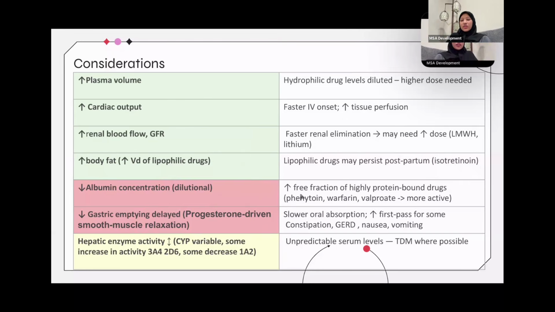Now, if albumin is less, you have more free drugs because they're not bound to albumin, so they are more active. Especially if they cross the placenta, you have to be careful. Slower gastric emptying means slower absorption, though for some it is faster, for some slower. There can be constipation. All these symptoms of pregnancy are related to progesterone relaxing the muscles. Then the liver is unpredictable, so you need a narrow therapeutic index or therapeutic drug monitoring, where you measure and monitor the drug because you are not sure what will happen.